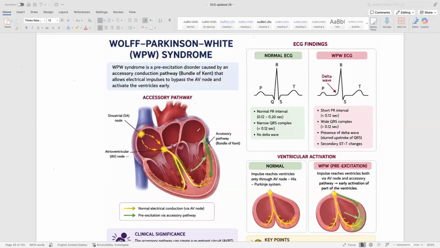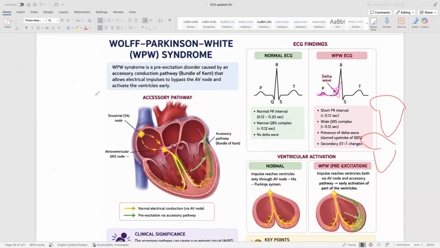You know, in WPW there is an accessory pathway. This accessory pathway shortens the time between the depolarization of the atrium, the P wave, and the depolarization of the ventricle, the R wave. It will be very short. Instead of the PR interval and QRS, this time will be like this.